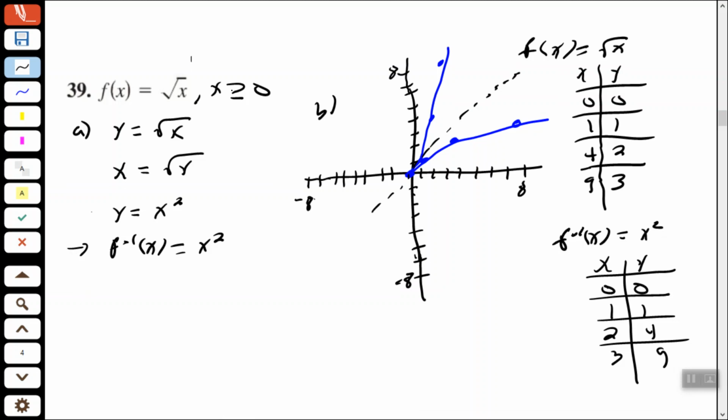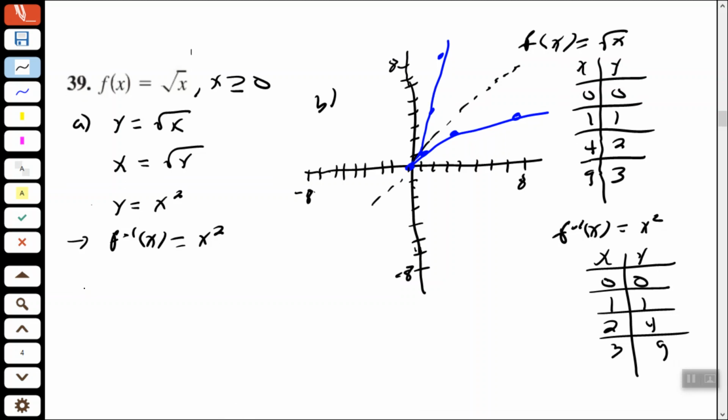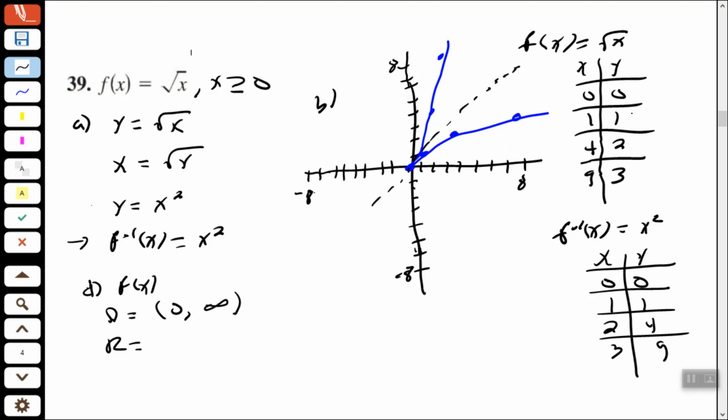So we want to look at our original function, its domain and range, and that'll help us to determine the domain and range of the inverse function. For f of x, the domain, we saw, had to be greater than or equal to 0, so from 0 to infinity. The range also started at 0 and went to infinity. When we look at our y values, they start at 0, 1, 2, 3, 4, and go to infinity. So those were also positive.